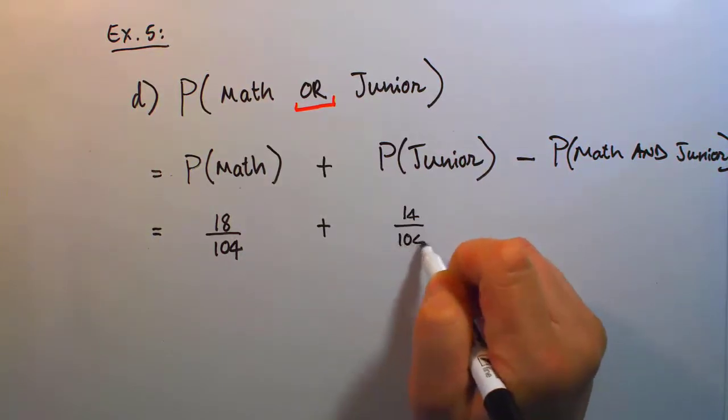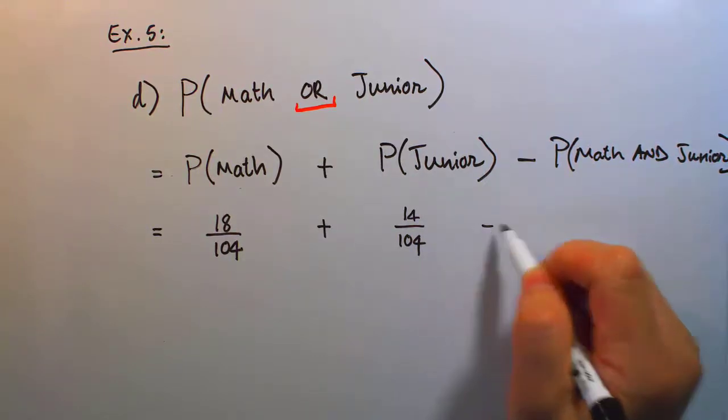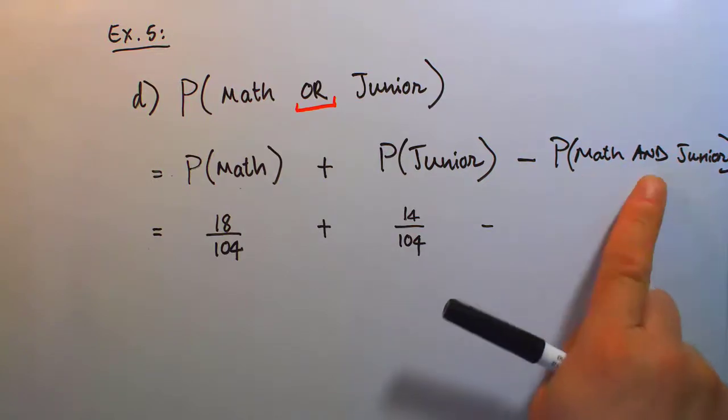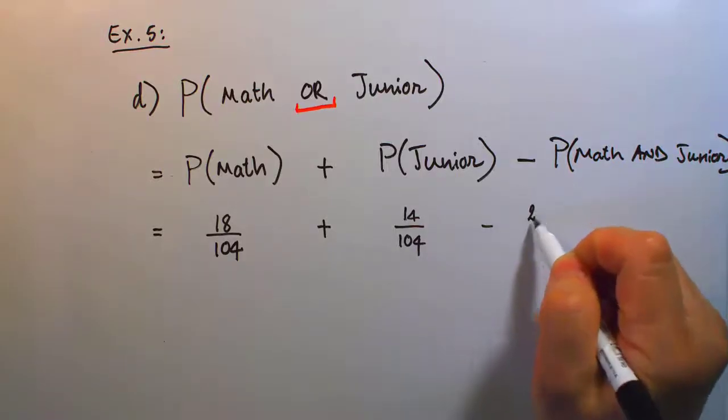And then don't forget, the formula says we need to subtract out the probability of those who are at the same time in the math major and in junior. So one more time, looking back at the table, we can conveniently see that highlighting the column and highlighting the row creates naturally that row and column intersection right here, and it's clearly nailed down for us which entry indicates the outcomes that meet two requirements. So right here we're looking at two outcomes that meet both requirements. That means we are subtracting out 2 out of 104.